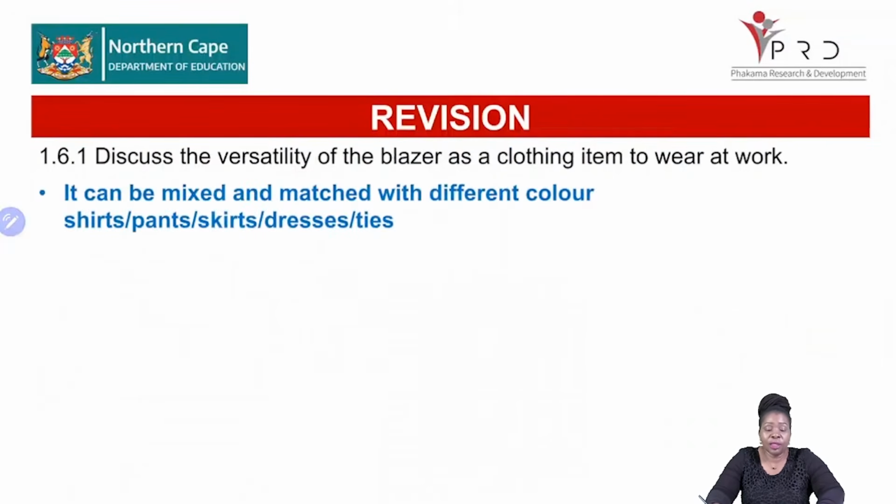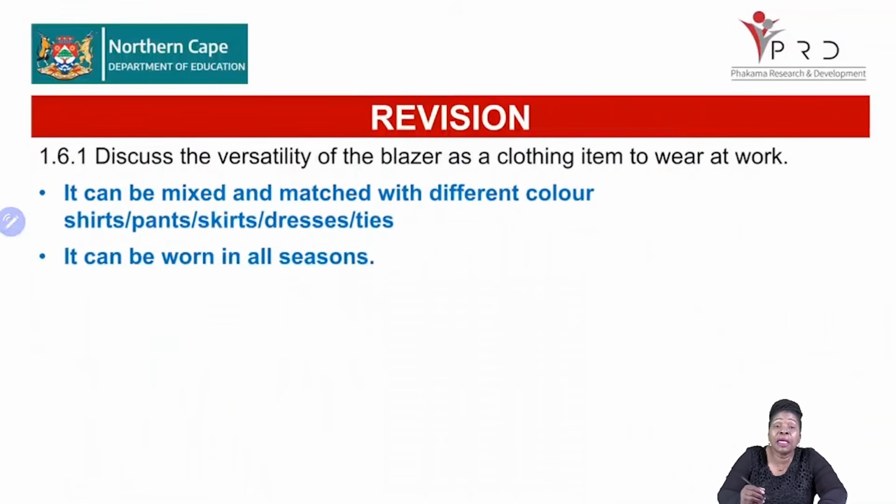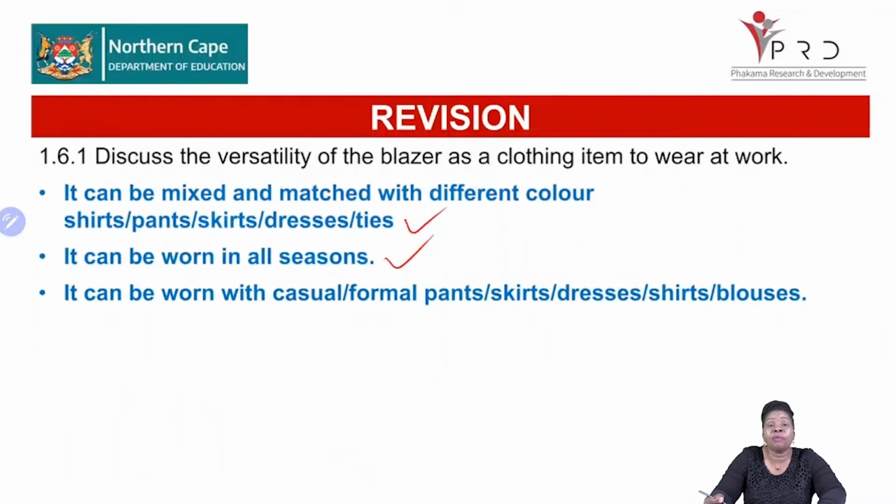Firstly, 1.6.1 says, discuss the versatility of the blazer as a clothing item to wear at work. So this blazer can be mixed and matched with different colour skirts, or you can use it with pants, shirts, dresses or ties. Right? And this blazer can be worn in all seasons, whether it's winter, summer or spring.